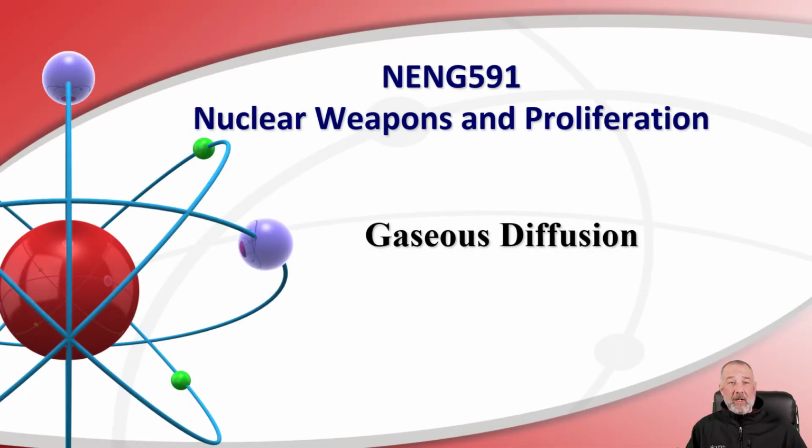In this lesson, we're going to take a look at gaseous diffusion. Now, it's simply called gaseous diffusion, as we'll see with gaseous centrifuge, because it uses uranium hexafluoride at a temperature above 135 degrees Fahrenheit such that it turns into a gas, and the properties of that gas are what gives us our separation.